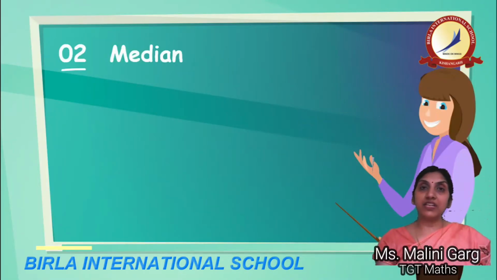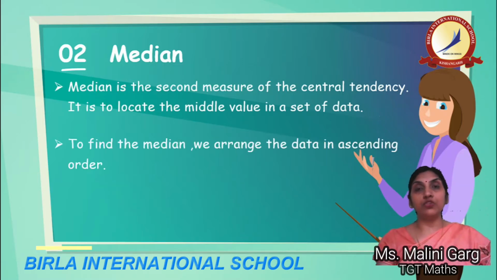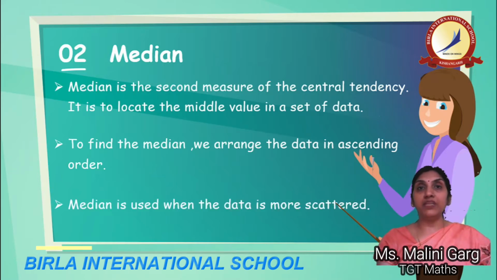Now let us see the second measure of central tendency, that is median. Median is basically defined as the middle value of the given data. When we say the middle value, it should be from the arranged data. You can arrange the data in either ascending or descending order. Median is used when the data is more scattered.